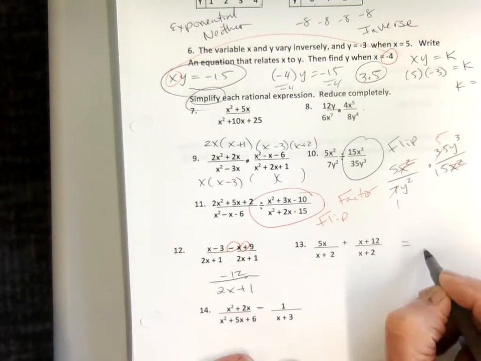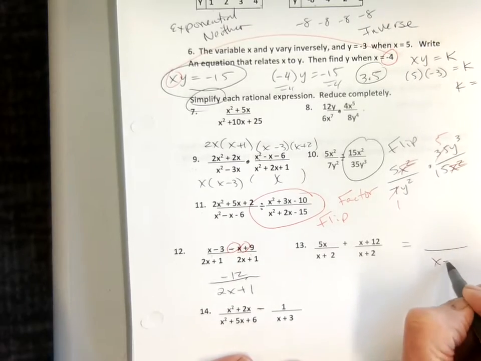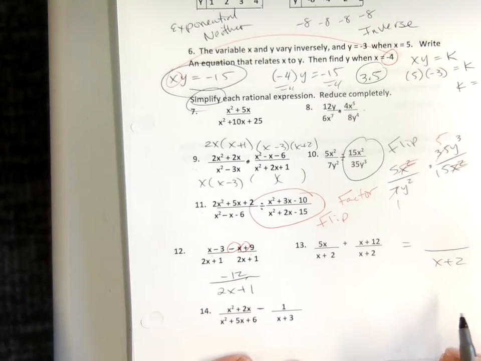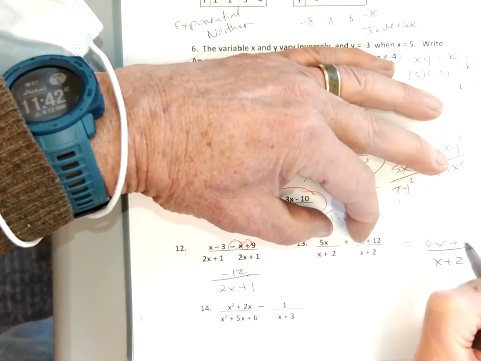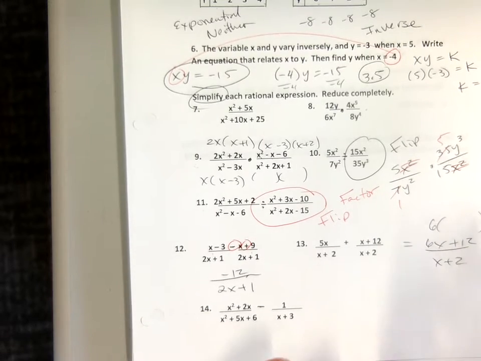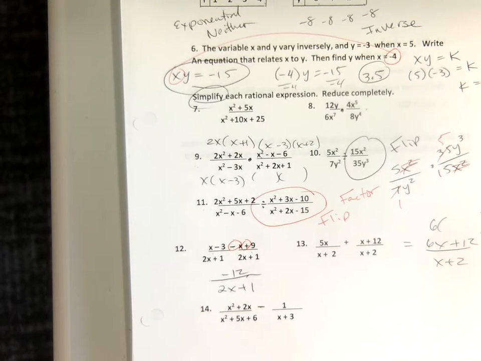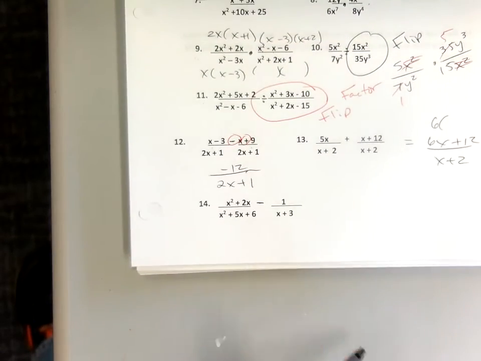13, same thing. You've got a common denominator, which is already x plus 2. When you add 6x plus 12, okay, this one's not done. Not done. Make sure you factor out the 6 and see what happens, okay? Again, I don't want to do all of this. I want to give you guys time to work on this and finish this up, okay?